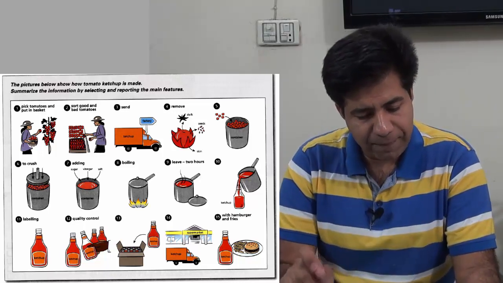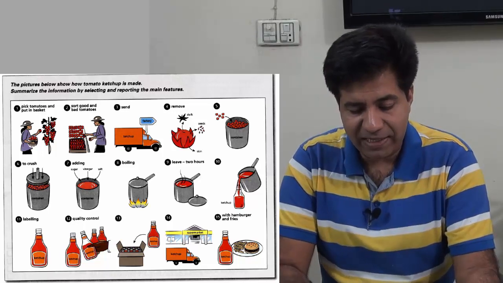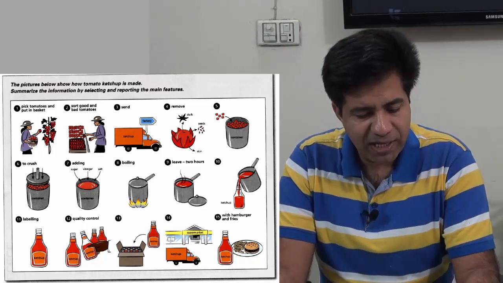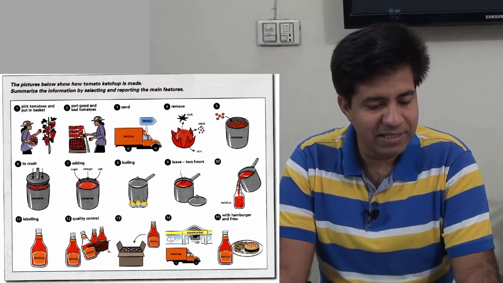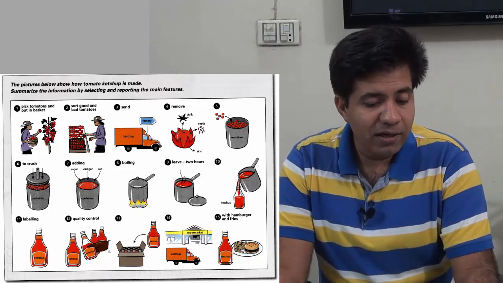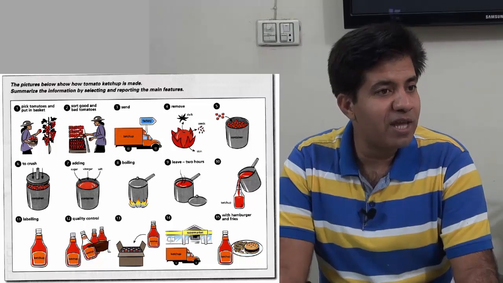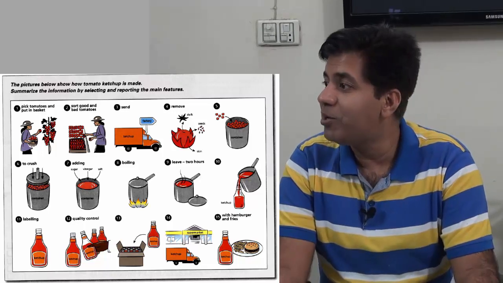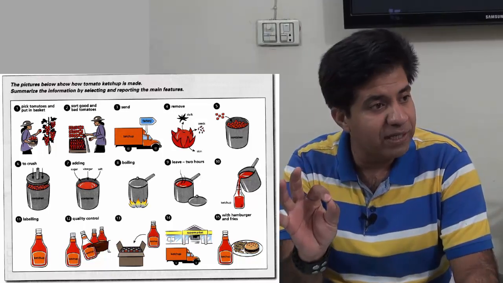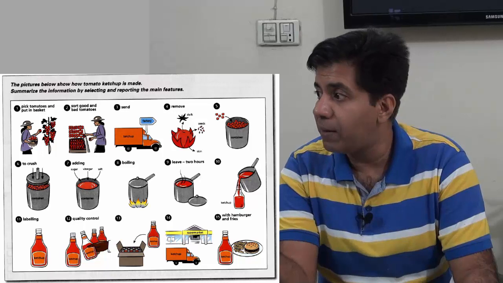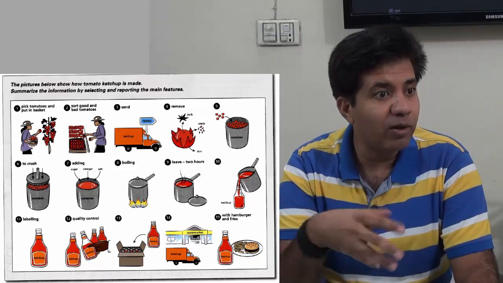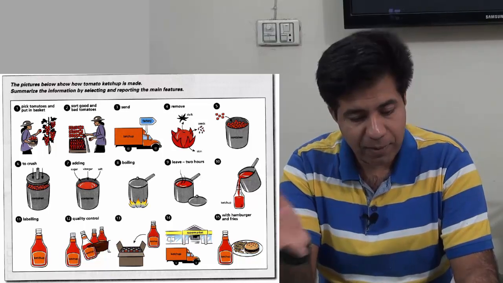Now we've got the picture below showing how tomato ketchup is made. Let's take a look at the picture. Please see, there is process number 1. Pick tomatoes and put in basket. Very simple. Now you should not give your opinion. You should not say that a girl picks the tomatoes and puts them into the basket and smiles while doing this, that she enjoys her work very much. Not like that. Don't give any opinion. You have to just say tomatoes are picked by hand. Now this is passive voice, right? Tomatoes are picked by hand.